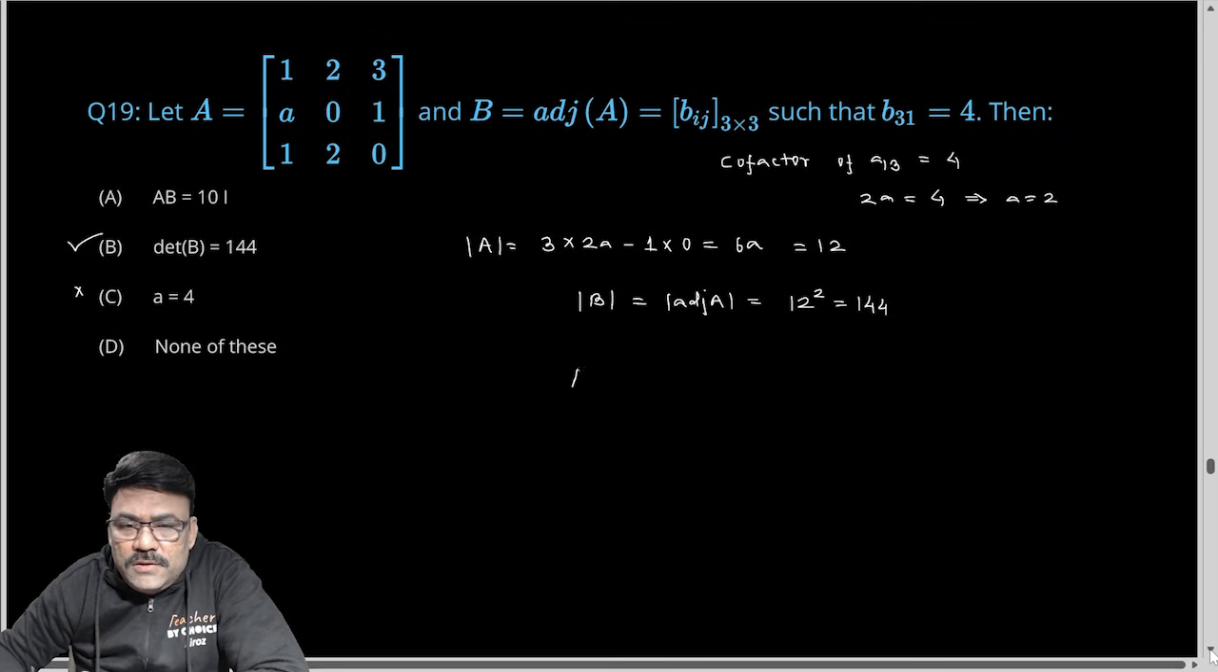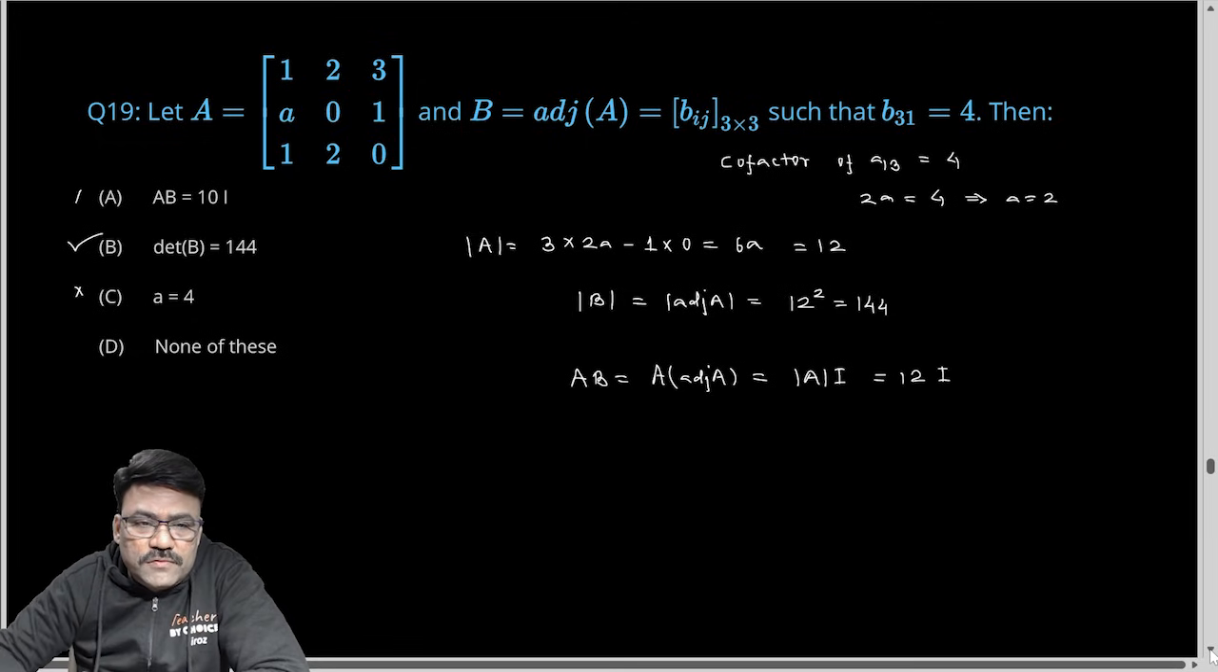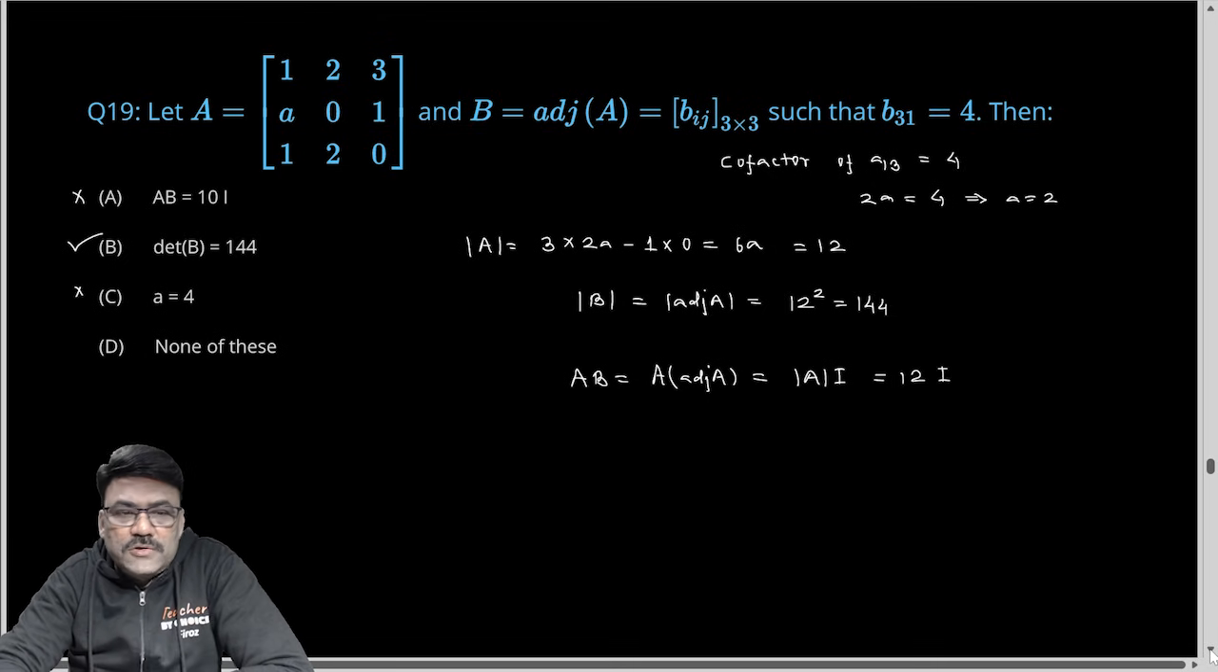And what will be AB? AB will be A multiplied with adjoint A. B is adjoint A. A into adjoint A is determinant of A into I. And determinant of A is 12. So it will be 12I. Means this one is also false. So option B is the correct option here.